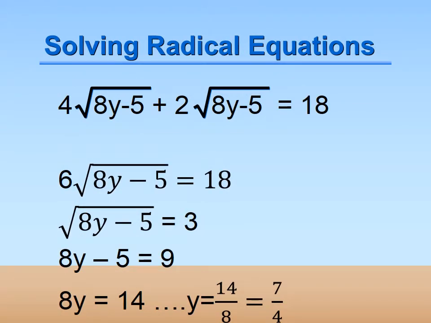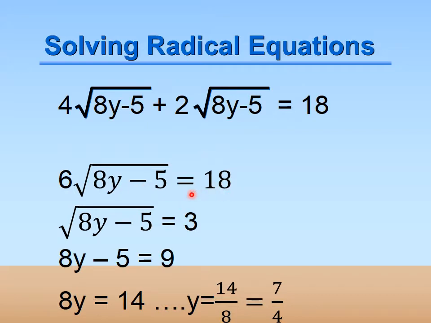Okay, so let's look at this problem here. We've got 4 square root of 8y minus 5 plus 2 square root of 8y minus 5 equals 18. So the first thing we have to do is combine like terms. And these are like terms because the radicals are the same thing. So 4 apples plus 2 apples equals 6 apples. So we get 6 square root of 8y minus 5 equals 18.